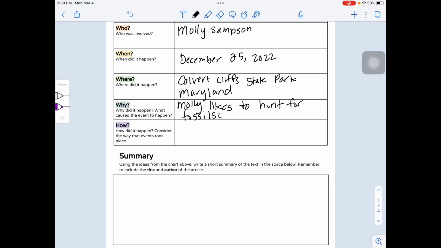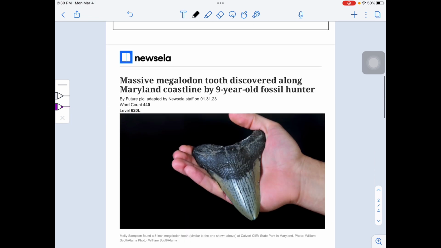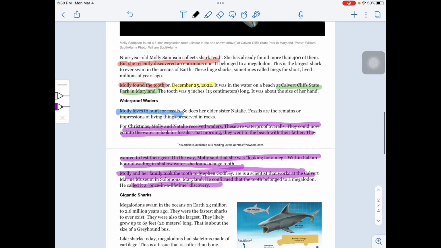And then the how, could be some debate about the how and how this came to be, but the article did mention that she received waders, which are waterproof overalls, for Christmas, and now they could go into the water for fossils with those overalls on. So they went to the beach with her father. That led to them finding it. And also I noted the how they then took it to a scientist who verified that was a megalodon tooth. So there's a lot of information I could put here. I'm not going to put all of it.